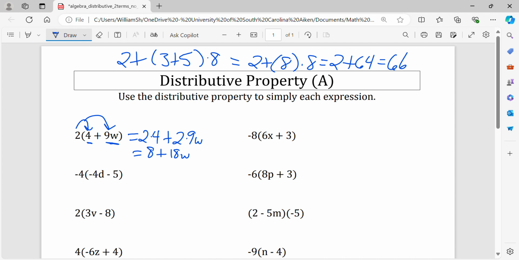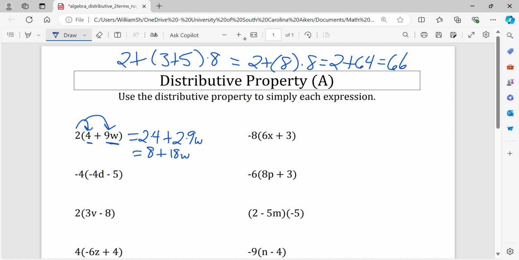Like I said, 9w is in and of itself considered one term, not two terms. The 4 is a term, and the 9w is a term. Okay? 4, 9, and w aren't all separate terms. The 4 is a separate term. The 9w is considered in and of itself one separate term, so I only distribute the 2 to that whole term, not to each of those little pieces.